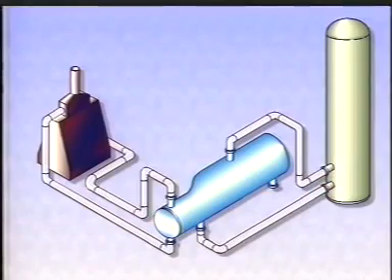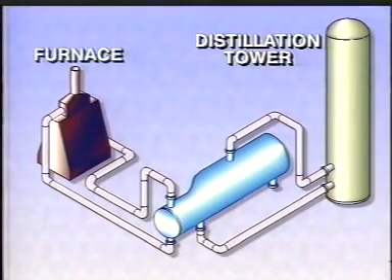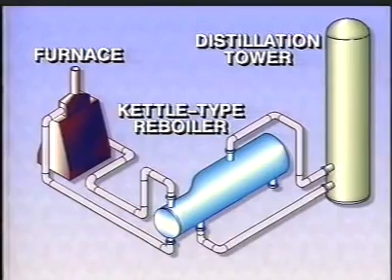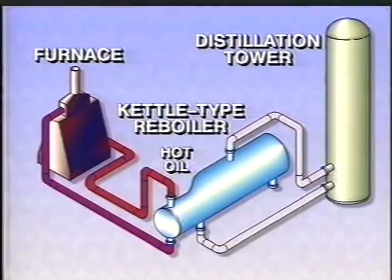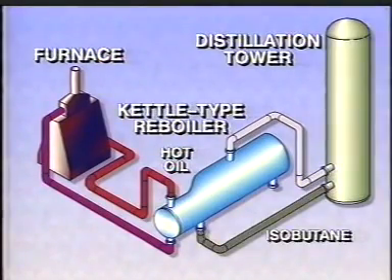Let's examine the system. This system includes a distillation tower, a furnace, and a kettle-type reboiler. The furnace heats oil, which is pumped through the tubes of the reboiler. Meanwhile, liquid isobutane flows from the bottom of the distillation column into the shell of the reboiler. The heat from the oil is transferred through the tube walls and vaporizes some of the isobutane.